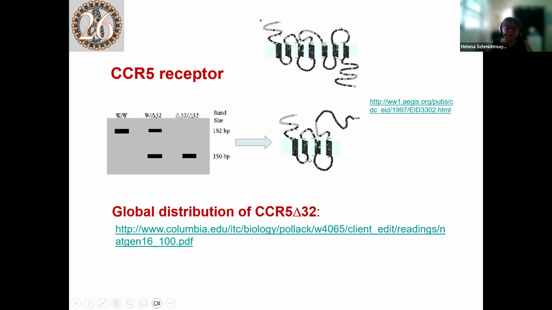I stress that this deletion only protects against HIV upon sexual contact. There were several cases where people who were homozygous for Delta 32 got infected with CXCR4 using viruses. Those are not transmitted via the sexual route.